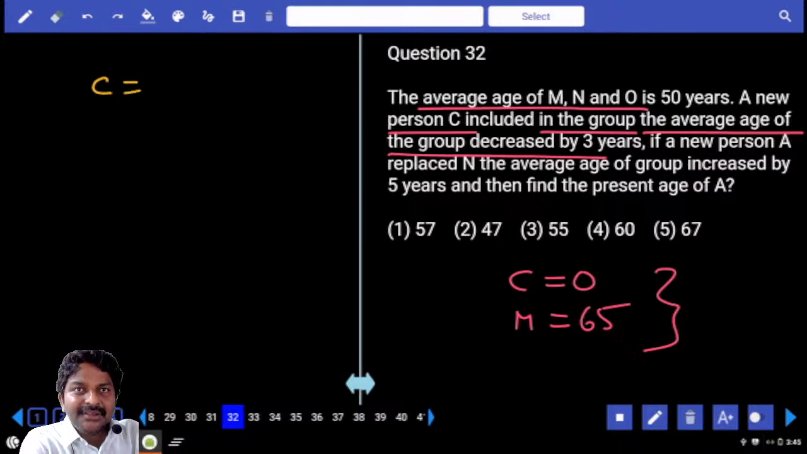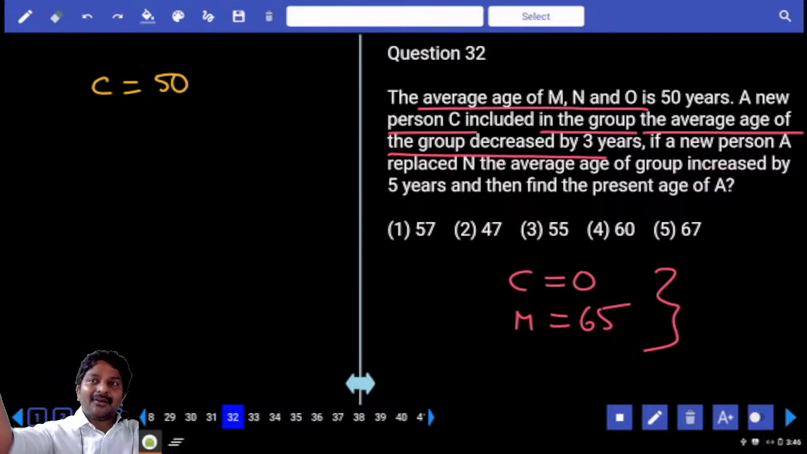C is added to the existing group M and O, whose average is 50. If C's age is also equal to 50 years, the average will not change. But after adding C, the average decreased by 3. For how many people did it decrease? 4. Already 3 are there, now C is joining. For all 4 people, the average decreased by 3.